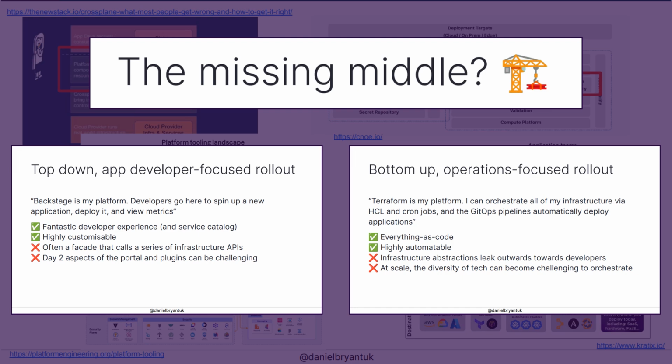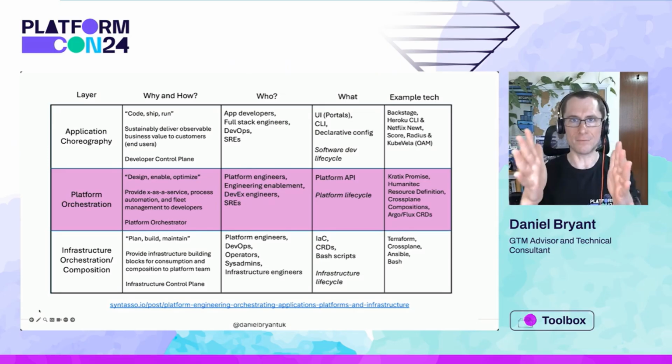I can hear you thinking, another abstraction layer? Let's elaborate on that. This abstraction is basically a platform API as a bridge between the developer's interface, portal, Git, and the infrastructure. No more infrastructure as code YAML for developers.